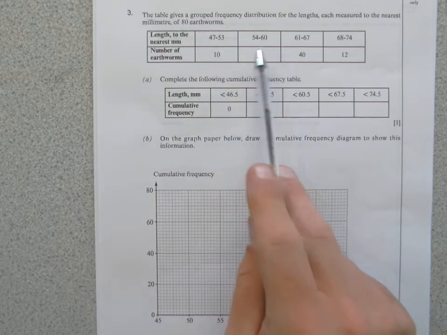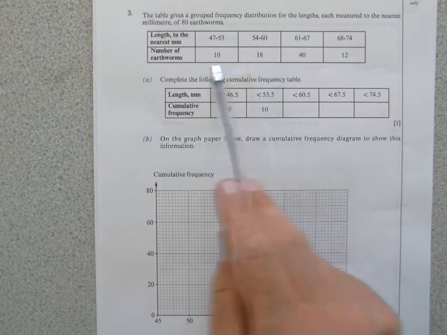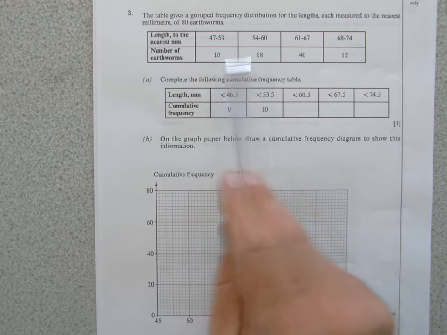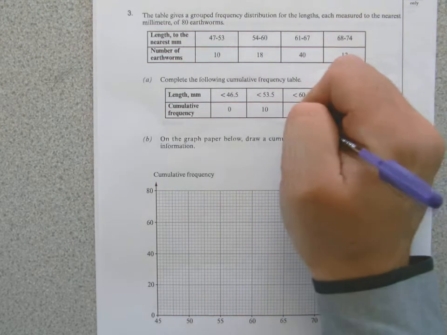Well, you've got these here. These are less than 60.5, 18. But you also include these as well, okay? Because these are also less than 60.5. So it's adding them. It's cumulative. So you've got 28 so far.